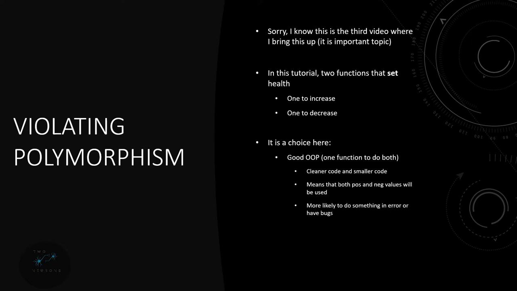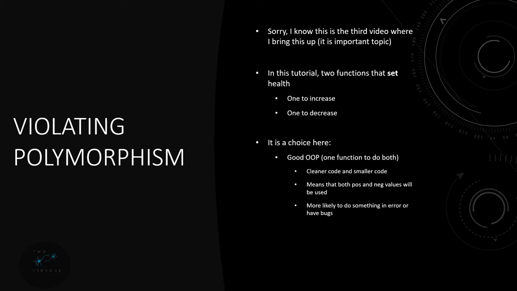We have a choice between good OOP with one function that does both. It increases and decreases health. So we can add to our current health, we can take away from our current health. It's cleaner and it's smaller. It's less code to run, it's less code to compile. But this means that we have to use both positive and negative values to change health. So if we want to increase health, we're adding a positive value in. And listen carefully to my wording here. If we want to decrease health, we are adding a negative value in. Because remember, x plus negative y, it really is x minus y at the end of the day.